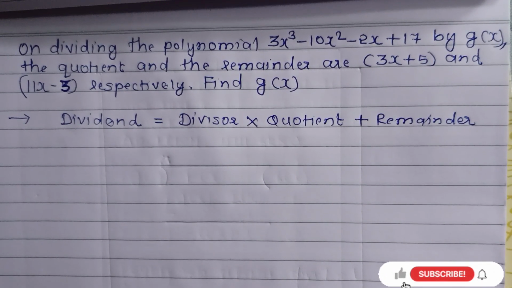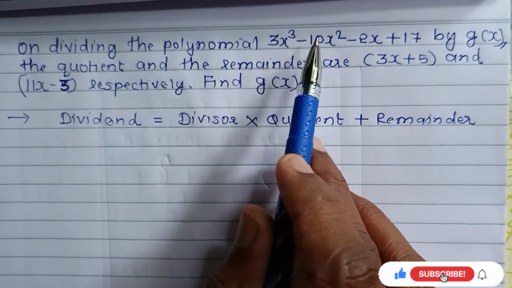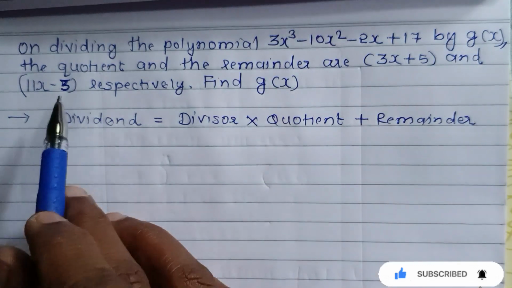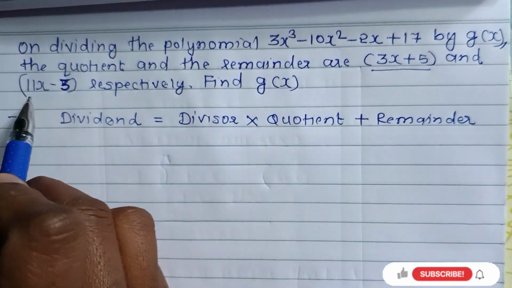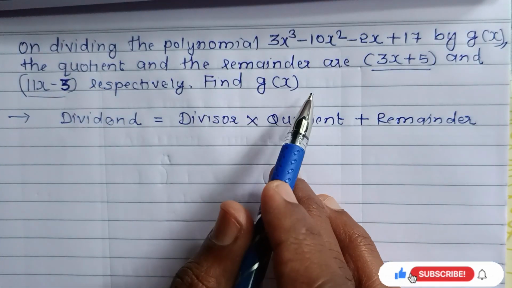In this video, let us solve this question. When dividing the polynomial 3x cube minus 10x square minus 2x plus 17 by g(x), the quotient and the remainder are 3x plus 5 and 11x minus 3 respectively. We have to find out the g(x).